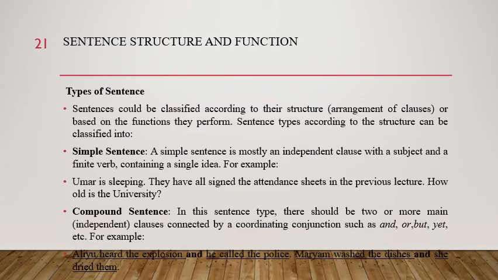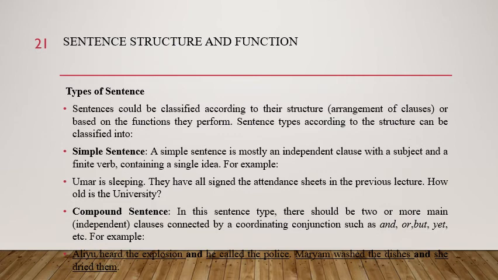Types of sentences. Sentences are classified according to the structure, that is, the arrangement of clauses, or based on the functions they perform. Sentence types, according to the structure, can be classified into simple, compound, or complex. A simple sentence is mostly an independent clause with a subject and a finite verb containing a single idea. For instance, Umar is sleeping. They have all signed the attendance sheets in the previous lecture. How old is the university?